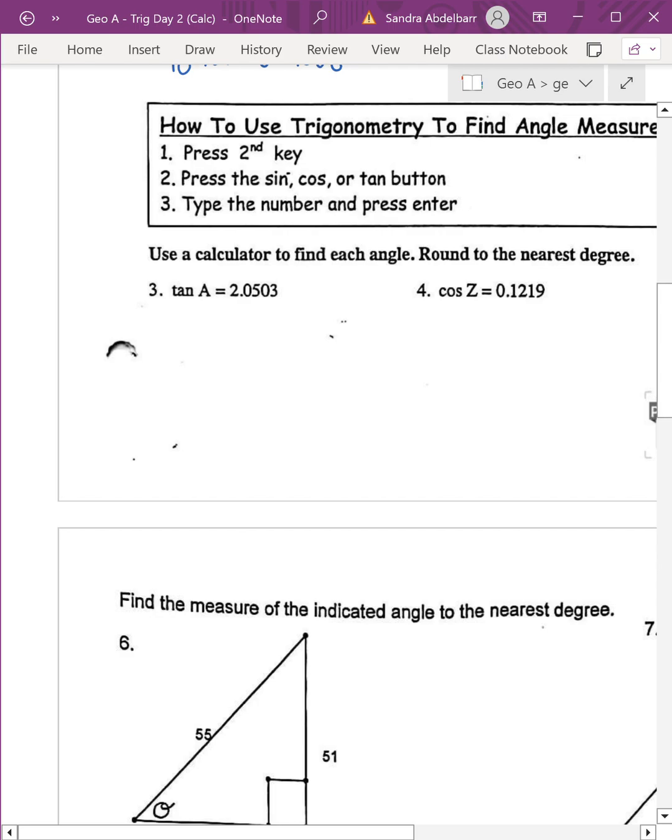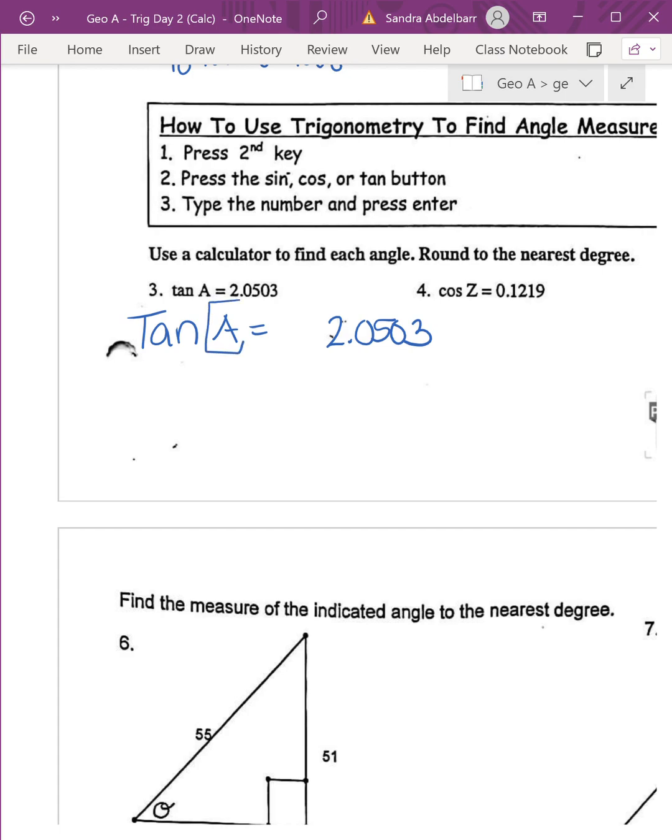Let's write this out. We have tangent of A equals 2.0503. I need to solve for the angle. But I can't just divide by tangent alone because tangent's always with an angle. The only way to get tangent to cancel out is to multiply by its inverse, and that looks like tan -1. So if I multiply by tan raised to the negative first power, that's called the inverse of tangent. If I do that to the left side, I do it to the right side also.